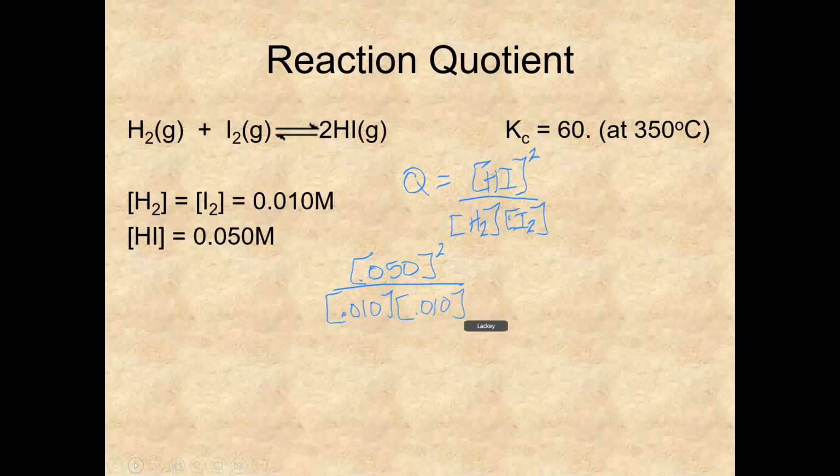Remember when you're typing this in, because you have multiple numbers on the bottom, make sure that they are both divided by. So that is going to allow us to solve for Q, which when we punch in 0.050 squared divided by the 0.010 times 0.010, I got that Q is equal to 25. Notice that Q does not equal K. So we're going to look at what does that mean? What does that information tell us?